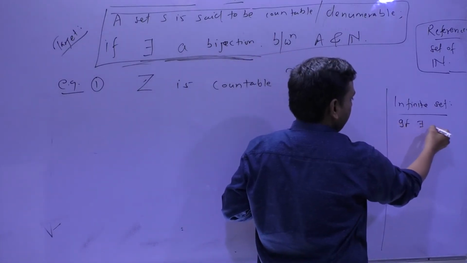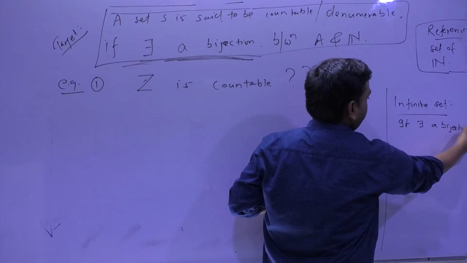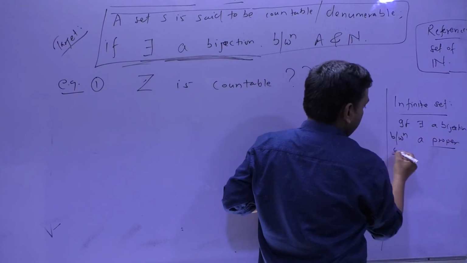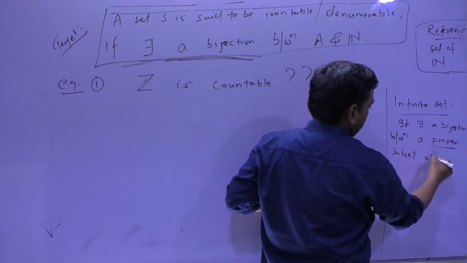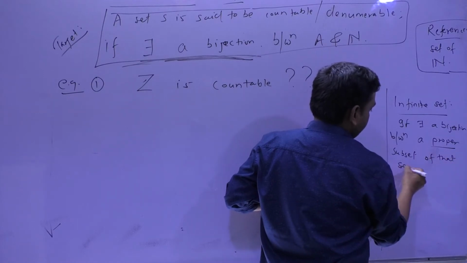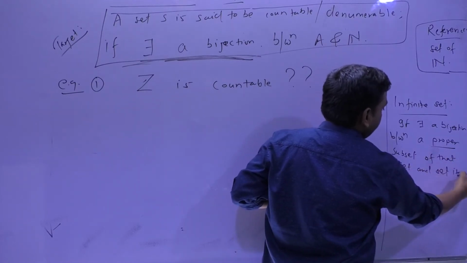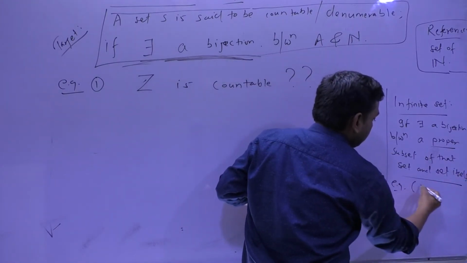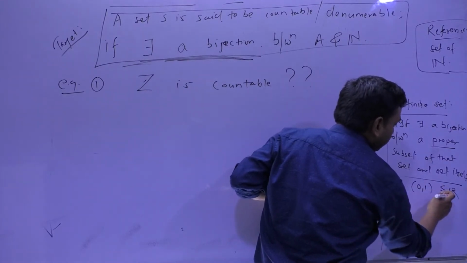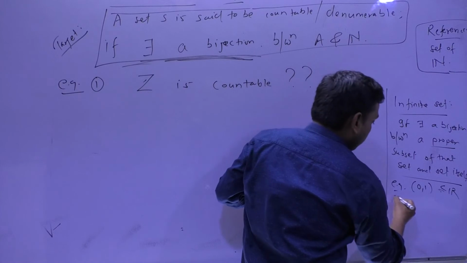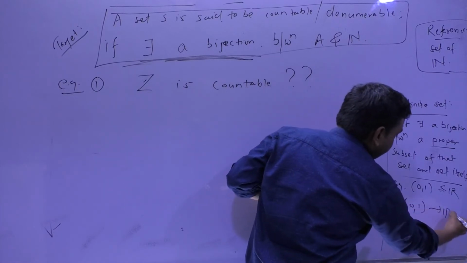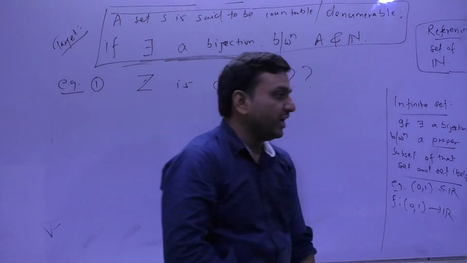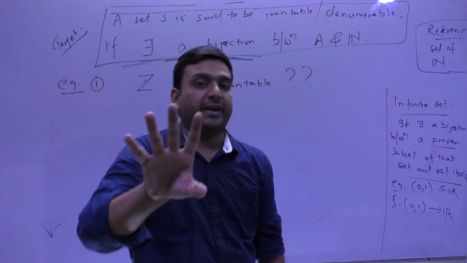If there exists a bijection between a proper subset of that set and the set itself, then the set is infinite. Suppose the interval (0,1) is a proper subset of R. If you are able to find a bijection, a one-one onto map, between this interval (0,1) and R, then R is said to be infinite.